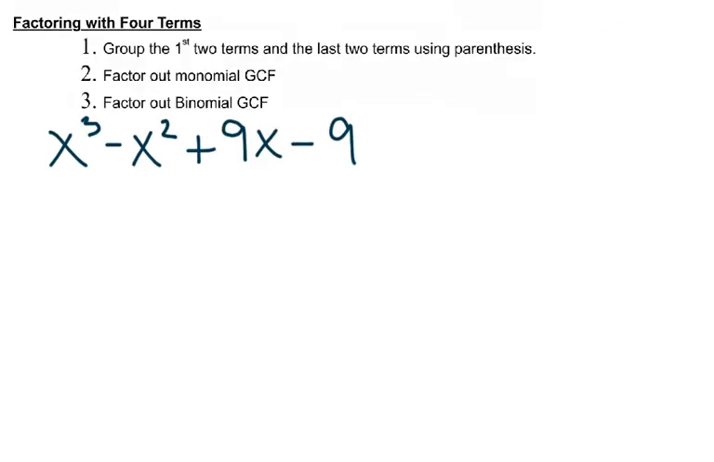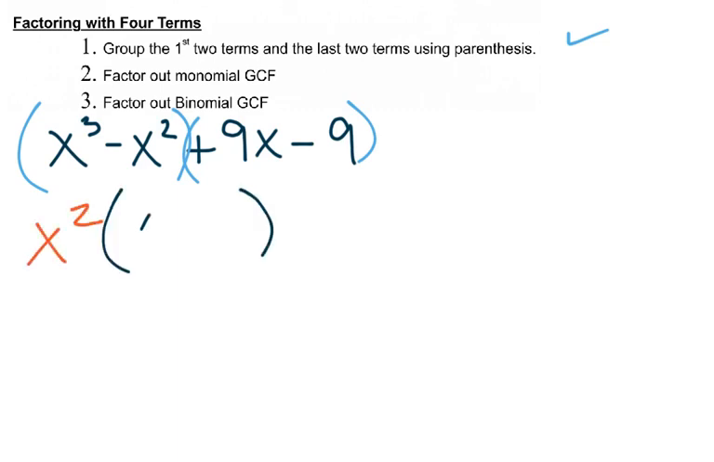Alright, so we're going to look at factoring with 4 terms. So there are 4 terms: 1, 2, 3, 4. Whenever we do this, we're going to group the first 2 and last 2 together. Alright, check. We're going to factor out a monomial GCF, so looking for just one term. If you look at the first one, we can take out an x squared, and then we're left with x minus 1. If you look at the second parentheses, you can factor out a 9, x minus 1.